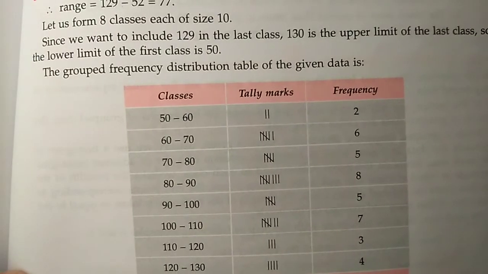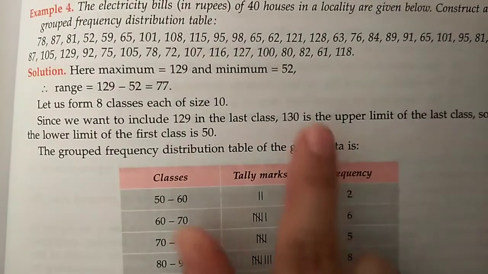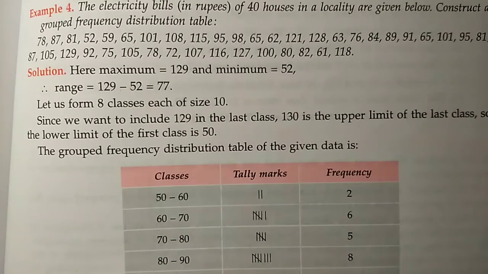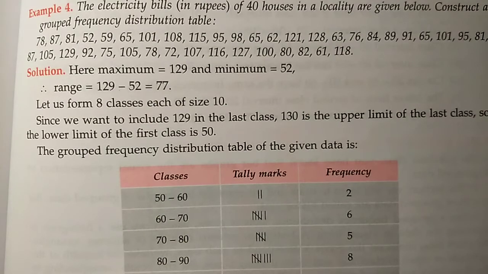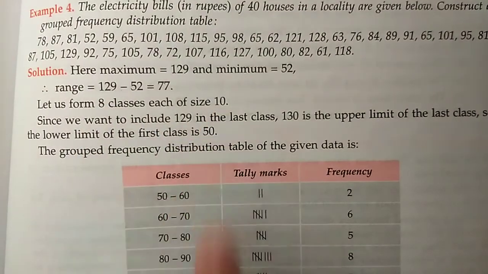Classes they have taken 50 to 60, because the minimum value here starts from 52 and goes up to 129. So we can take it between 50 to 130 and divide into 10, so we will get 8 classes. Each class's size will be 10.